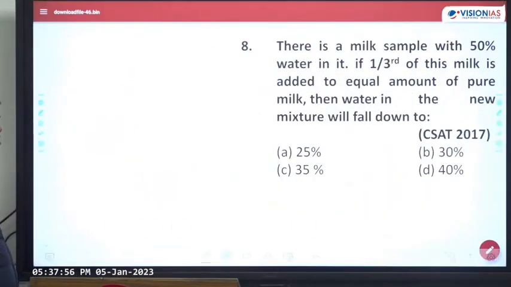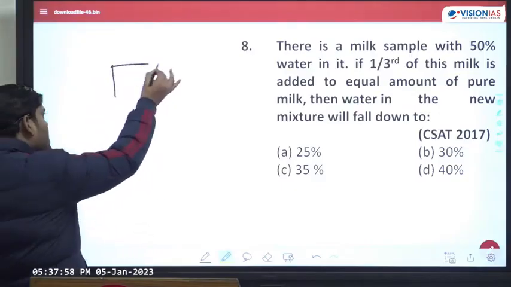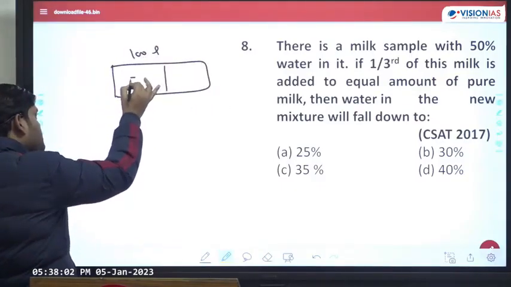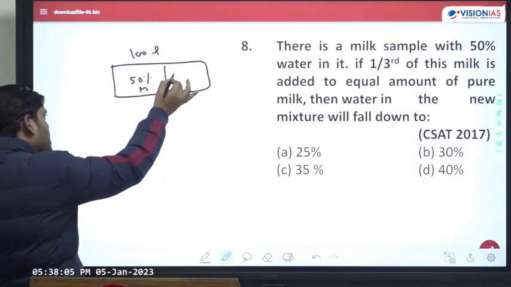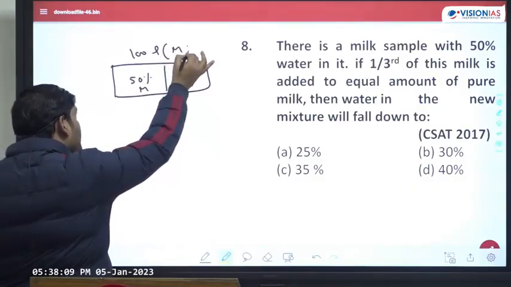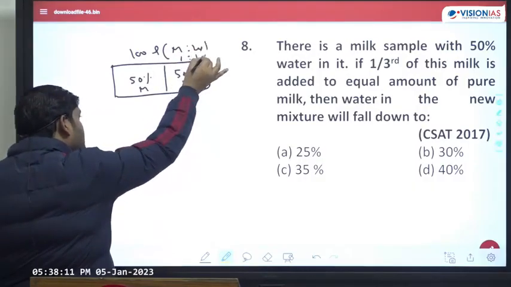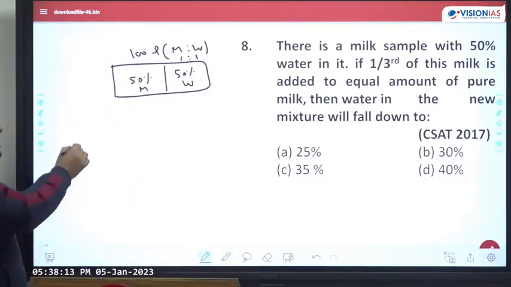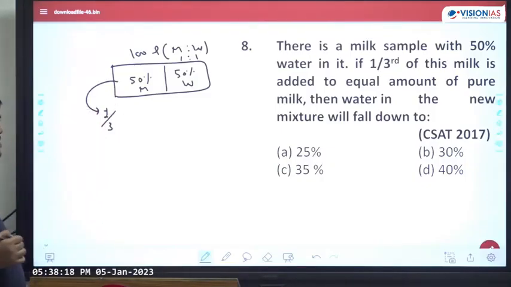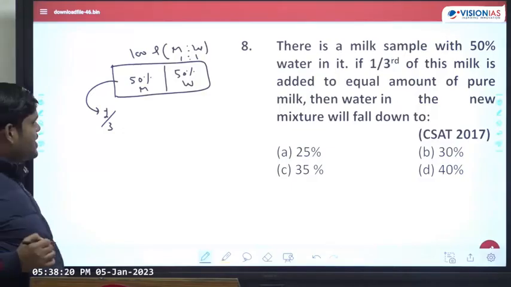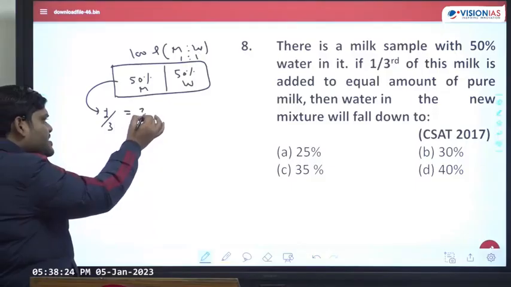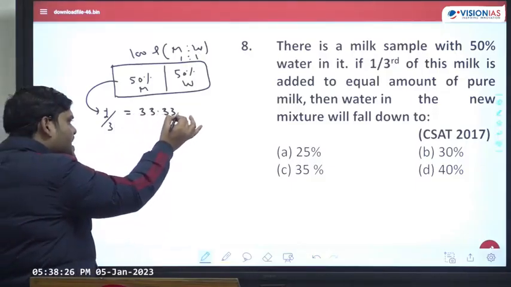Let me explain in simple terms. Look, this was your 100 liter solution. Out of this, 50% was milk and 50% was water. That means here the ratio of milk and water was 1:1. This is the simple logic. You are taking 1/3 of this. So if there is some confusion here, 1/3 means 33.33 liter I am taking.